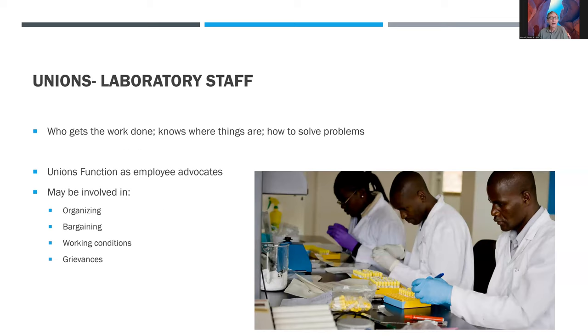And then of course, your laboratory staff, and they may or may not be part of a union, but these are the ones who get the work done and they know where things are and how to solve those problems. If you have a union involved, they can be very helpful or they can be obstructive. If you look at them as an ally and bring them along on your journey, because if you're successful, they'll be successful, then you're better off if you're seeing how those things line up, their interests and your interests.